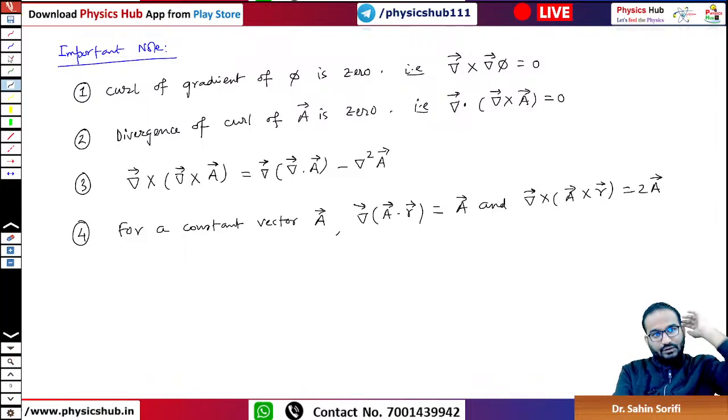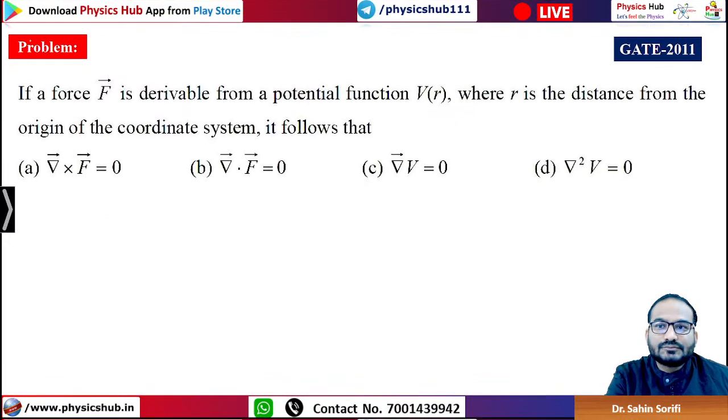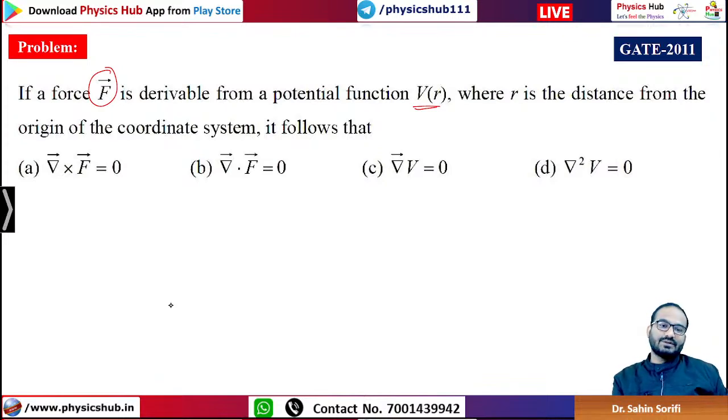Okay, so let's go for a problem. Look at this problem. If a force F is derivable from a potential function V of R, where R is the distance from the origin of the coordinate system, it follows. Again, this came in GATE 2011. So related problems should be done from all different types of exams. F is derivable from a potential function V of R. What does it say? F is equal to minus grad V, we already know. Then which of the following is correct?